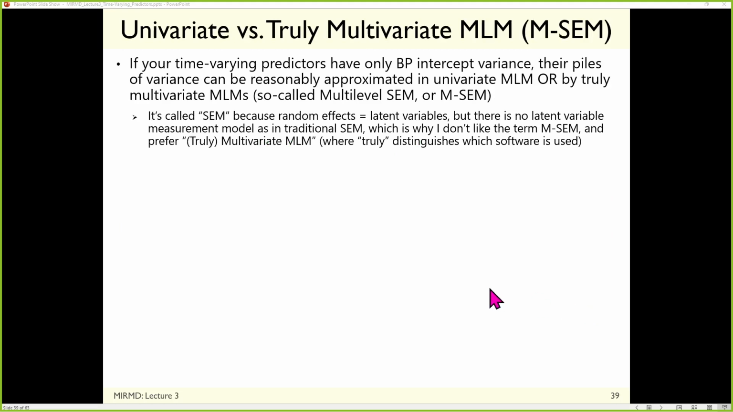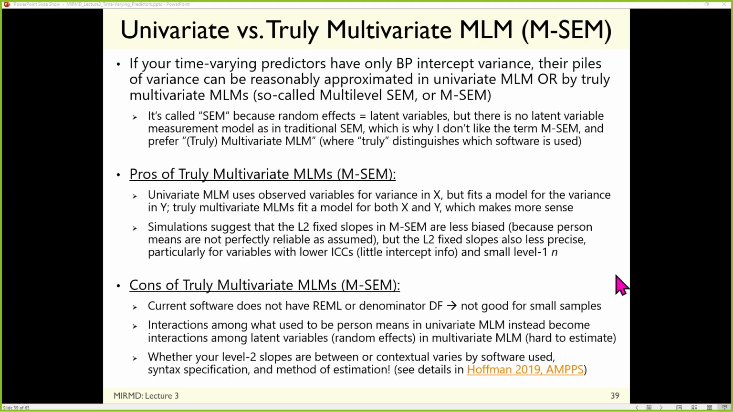Okay, lots of words. What I just said, pros and cons of the different approaches. It makes more sense, but it doesn't work as well in small samples, and it doesn't work as well when you don't have enough information going into the estimation of the random intercept.